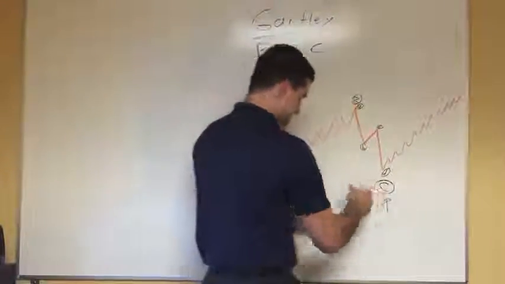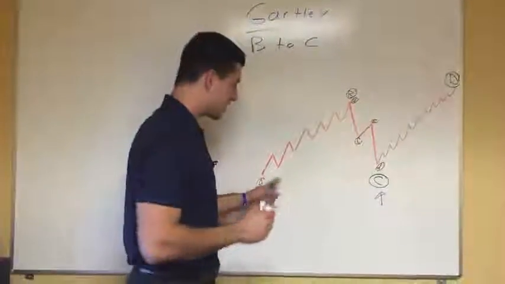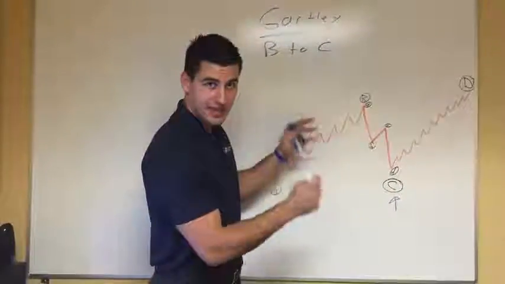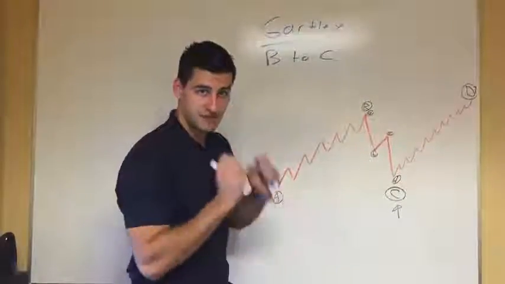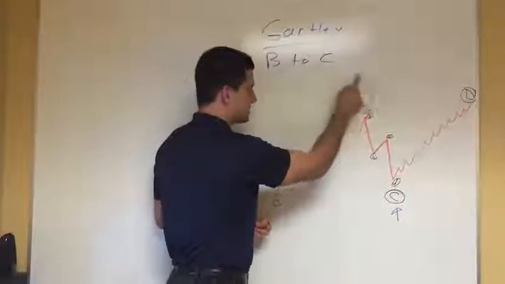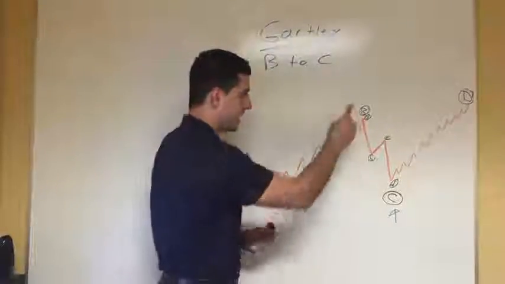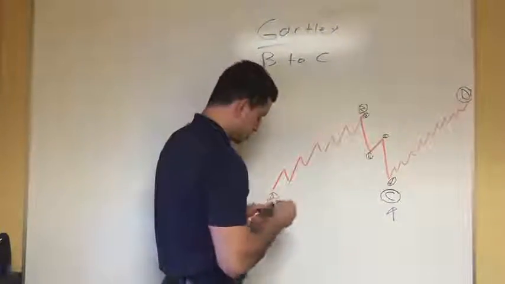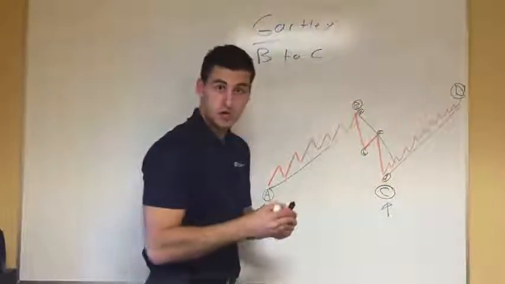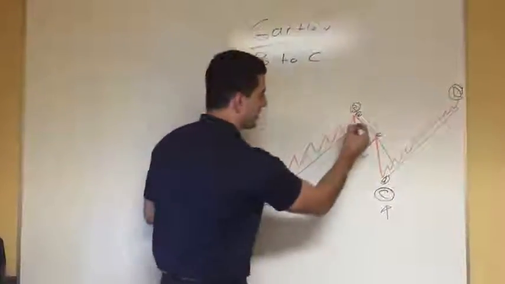So A, B, C to D. Okay, capital A, capital B, capital C, capital D. The goal is to use your sub Fibonacci's and your sub A, B, C, D swing and the distance from the B to the C to help you find the capital C. So the Gartley is going to help you understand your short-term trends versus your long-term trend.